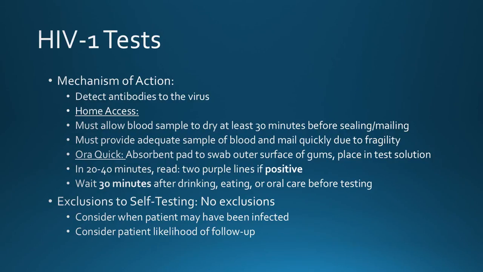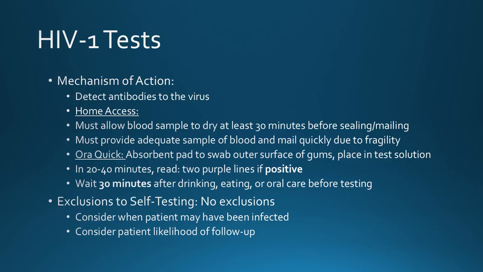Our home access and our home access express are going to be a blood-based test, so similar to our hepatitis C. They have to have an adequate sample, it has to dry for at least 30 minutes, and get it in the mail. Our OraQuick is going to be a cheek swab-based test. They have an absorbent pad to swab the outer surface of their gums, and then they place it in a test solution. In 20 to 40 minutes, the patient will then read it, and if 2 purple lines are present, that means it's a positive test result.